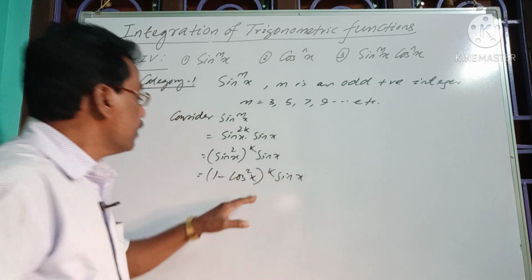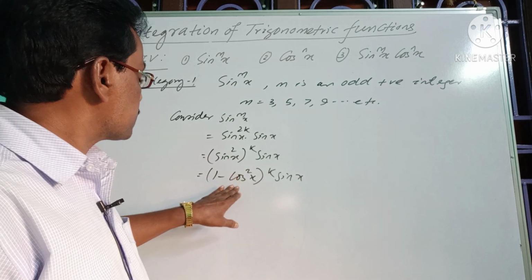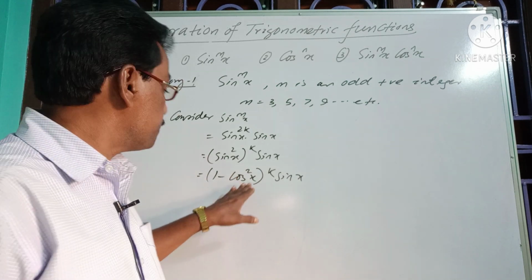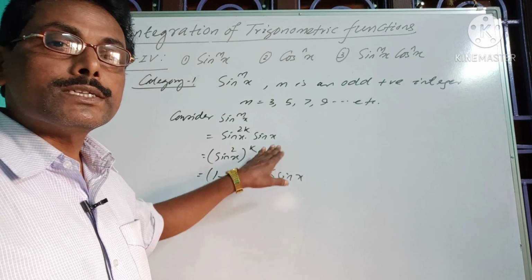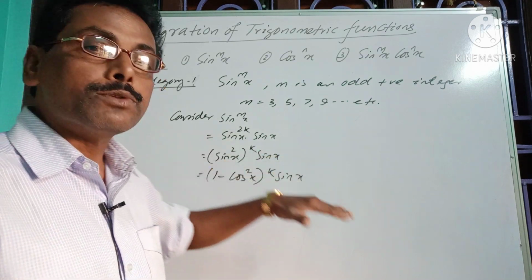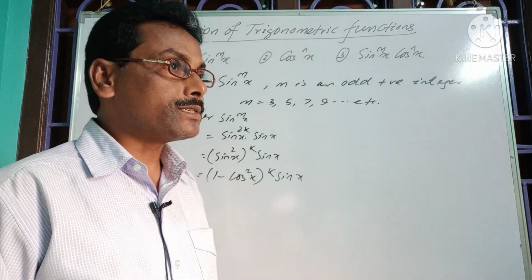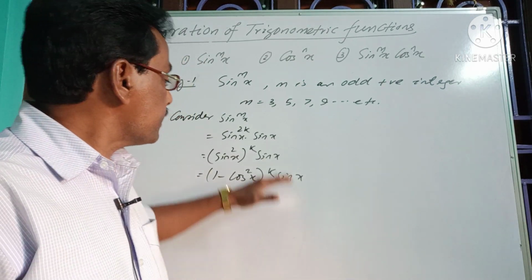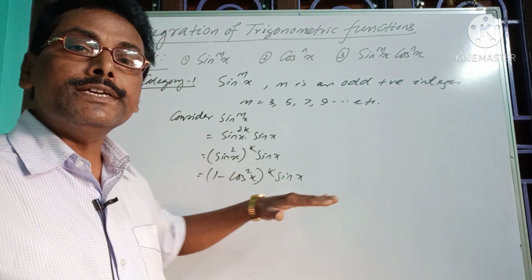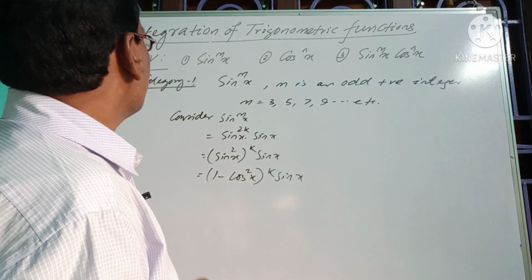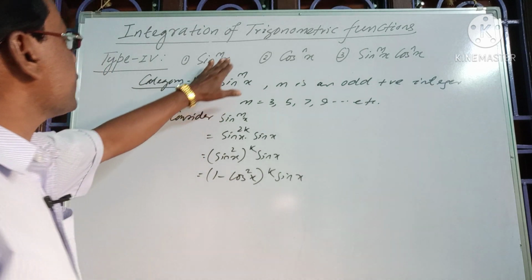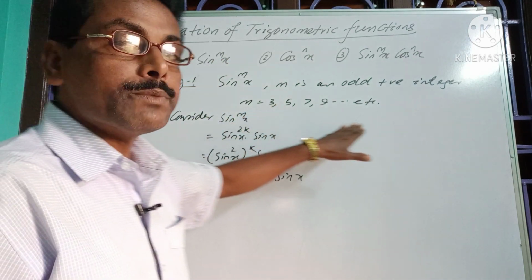Here, if you substitute cos x as v, then differentiating cos x we will find sine x. In this process, the integrand will be transformed into a polynomial of v, or a rational function. Then it can be easily integrated. So now let us consider an example of how to integrate an integrand of the type sine to the power m of x, where m is an odd positive integer.